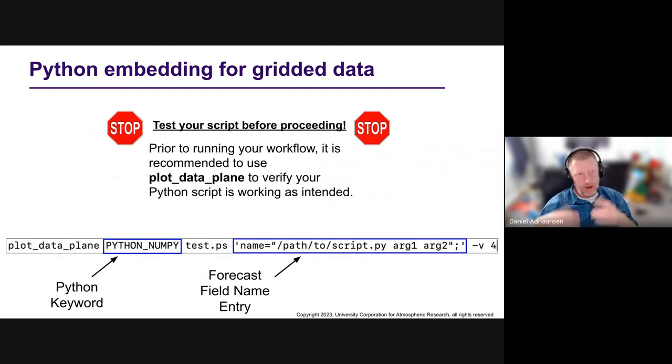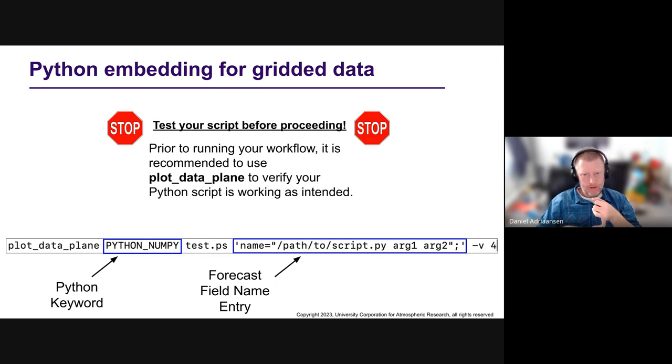Okay, so you have your Python script, you have your command, you're ready to run, you should immediately stop. The best thing to do at this point, once you've written your Python script, is to run your script outside of MET, just with the Python interpreter. Once you verify your Python script runs with Python, the next best thing to do is to use plot_data_plane, and this is for gridded data.